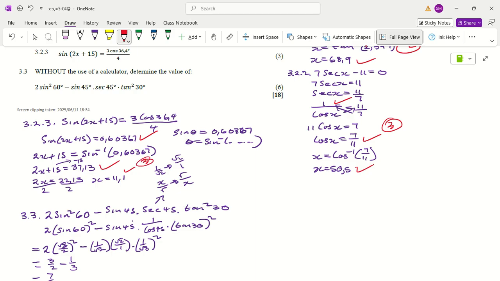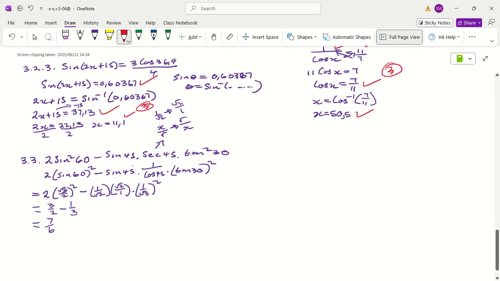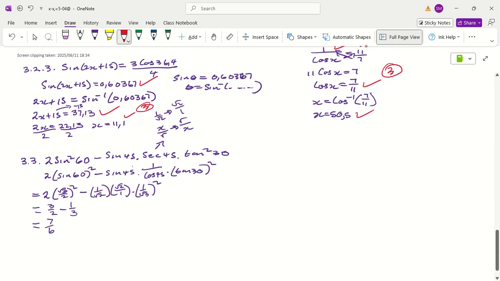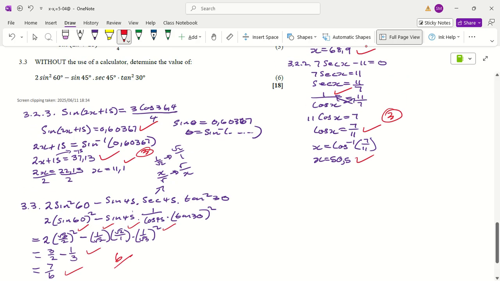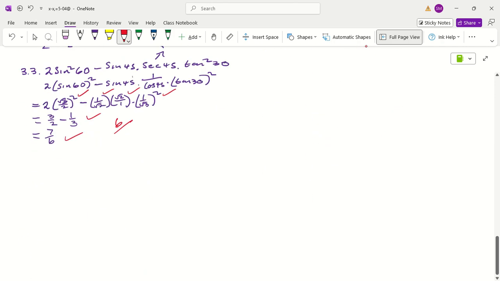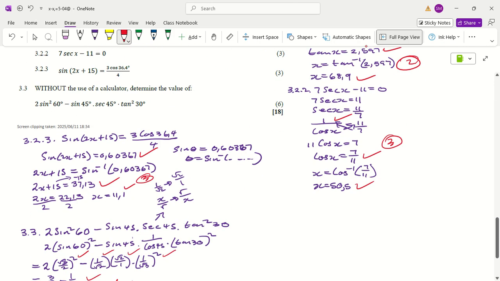And then the last question is 3.3. For 3.3, you get a mark for each of the special angles. So you get a mark for the first special angle, a mark here, a mark here, a mark here. That is 4 marks, and then you get a mark for simplifying, and the last mark is for the answer, and in total that is 6 marks. So that is how you get a total of 18 marks. So there's your 18 marks there.